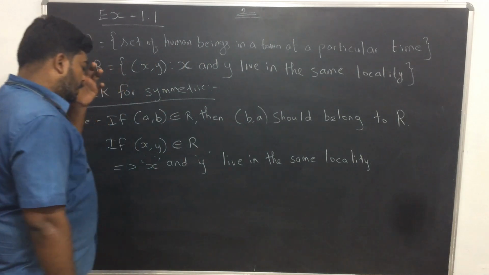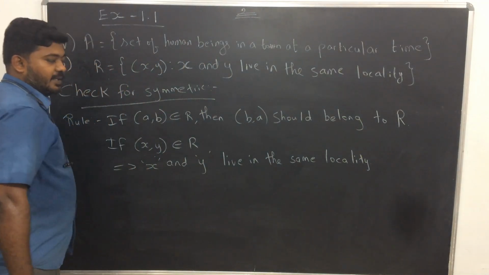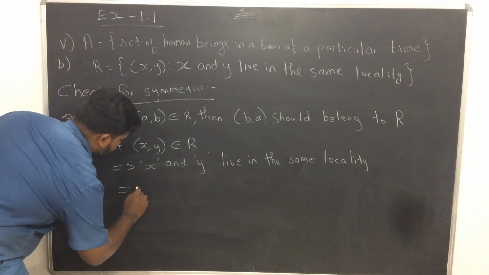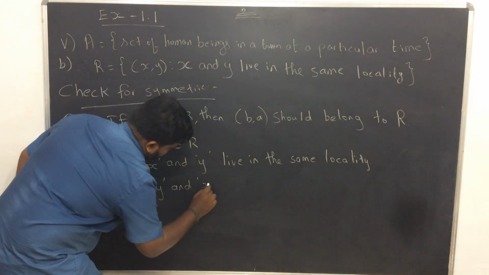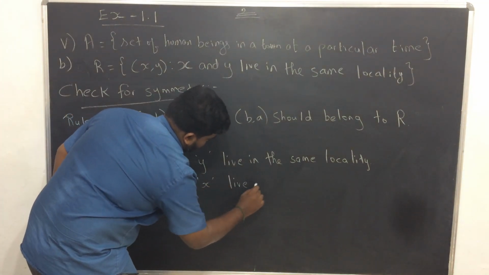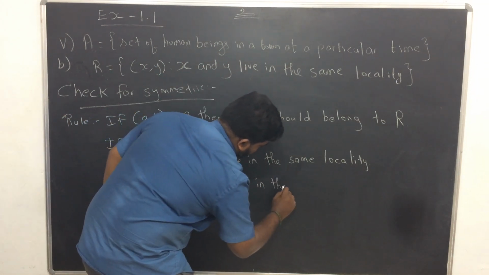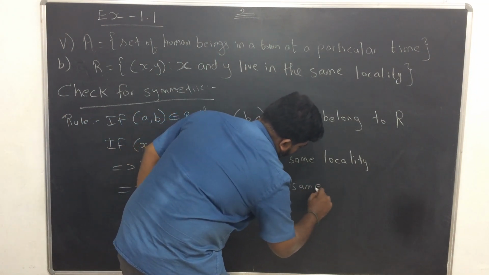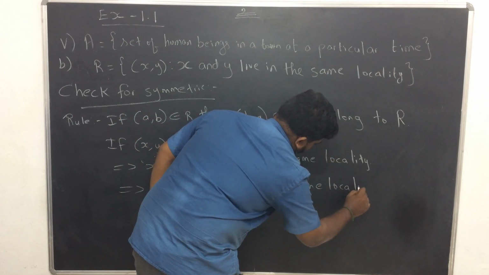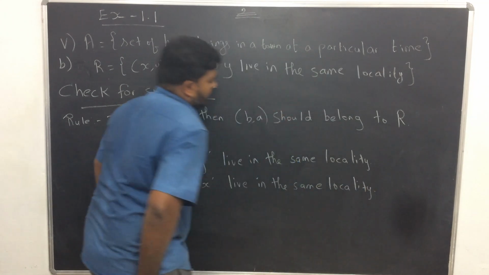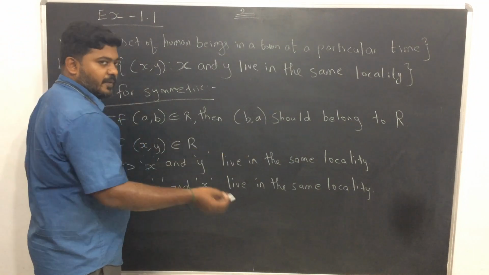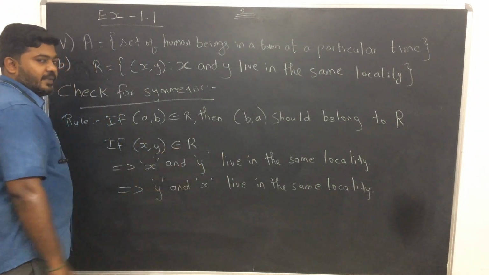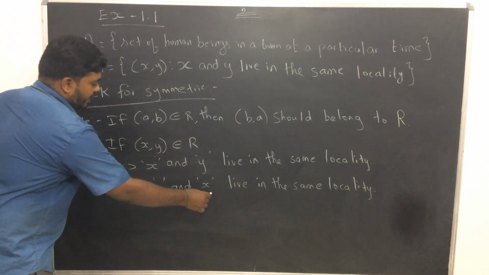Now, if x and y live in the same locality, what can we say? This again implies that y and x live in the same locality. Okay, there is no change. If x and y live in the same place, then obviously y and x should be living in the same locality. So what does this imply now?